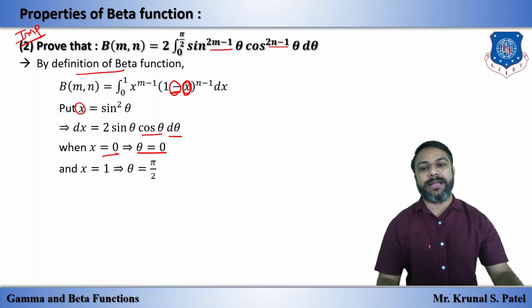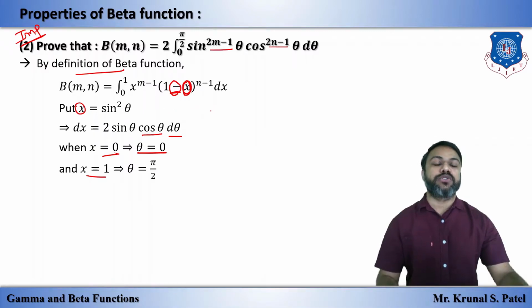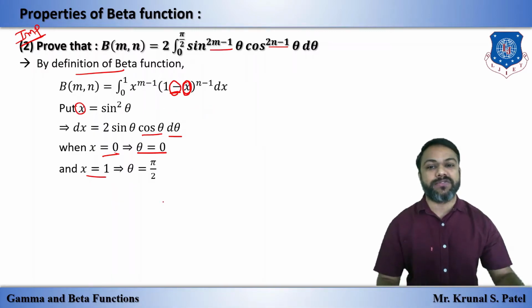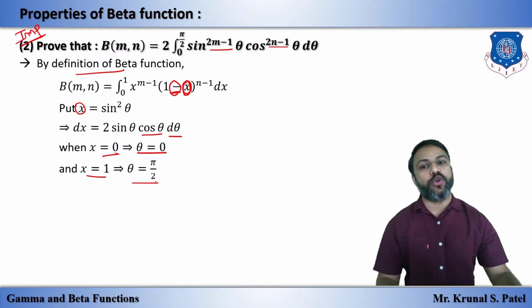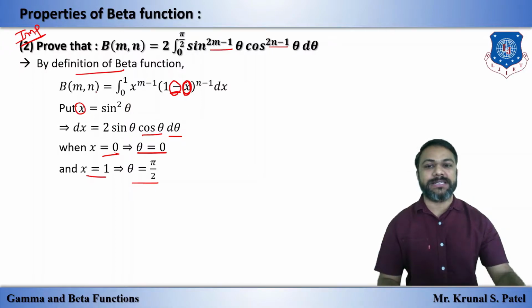In a similar way, if x is equal to 1, then the square root of 1 is 1, so 1 is equal to sine theta, so theta is equal to sine inverse 1, and sine inverse 1 is pi by 2. So we have the new limit 0 to pi by 2.